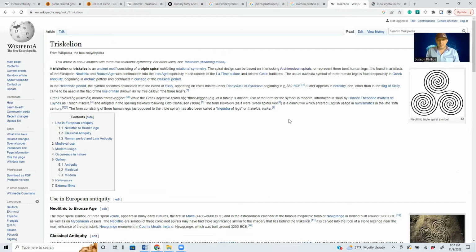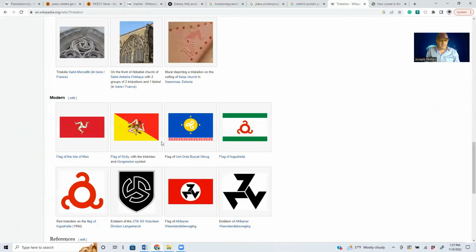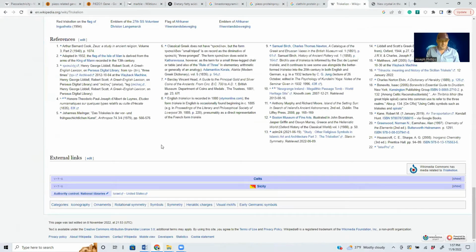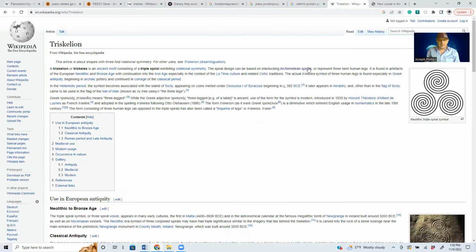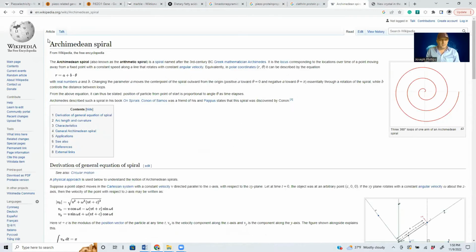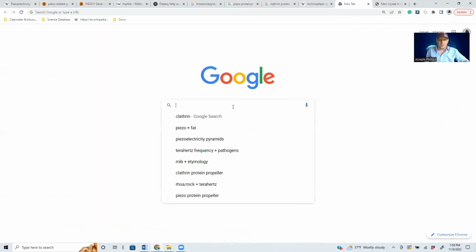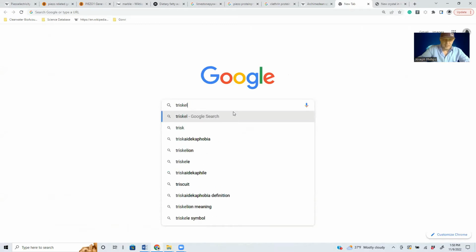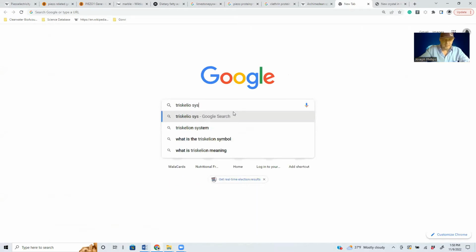shape. And it goes on and talks about see other Archimedean spiral. Excuse me, there it is right there. So clathrin forms the triskelion, ancient triskelion symbol. Okay, ancient symbol found all throughout history. Triskelion symbols. What is a triskelion symbol?